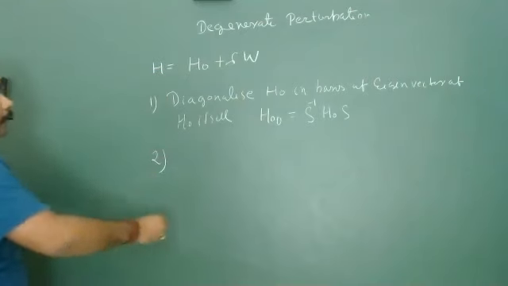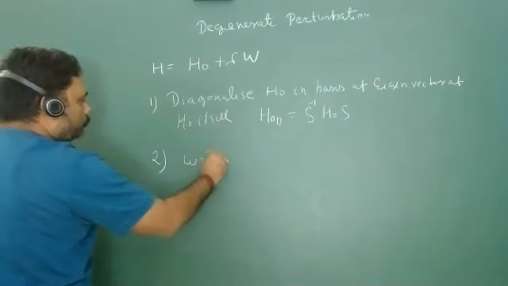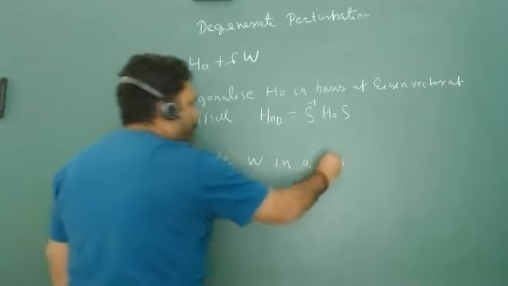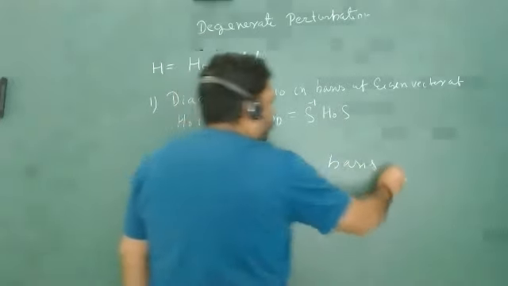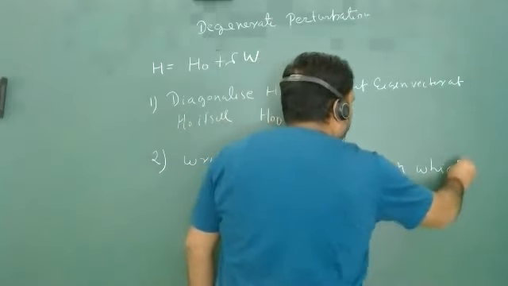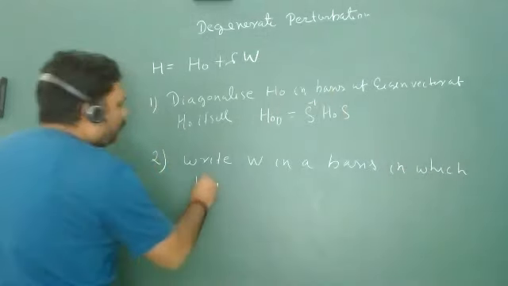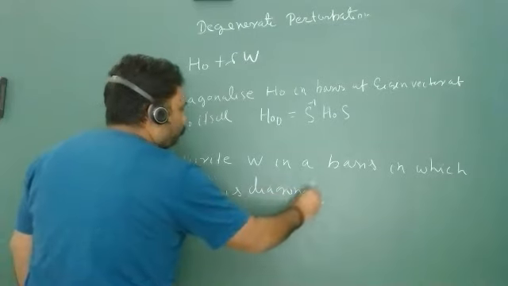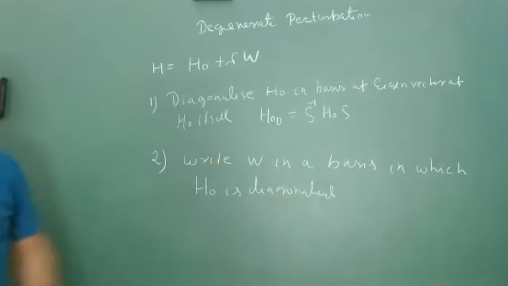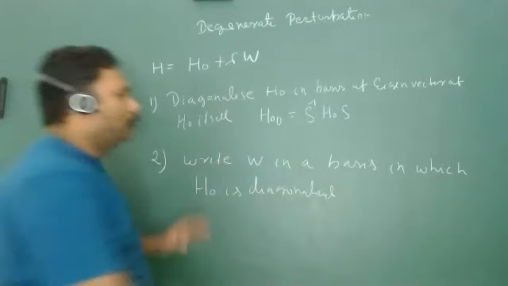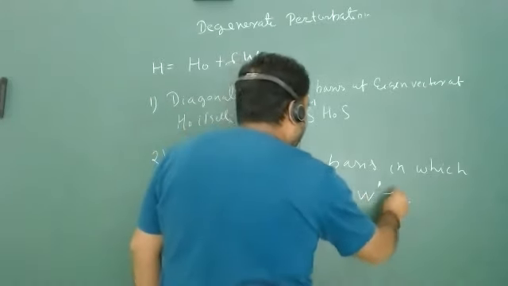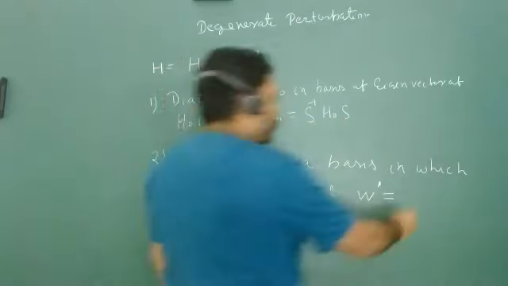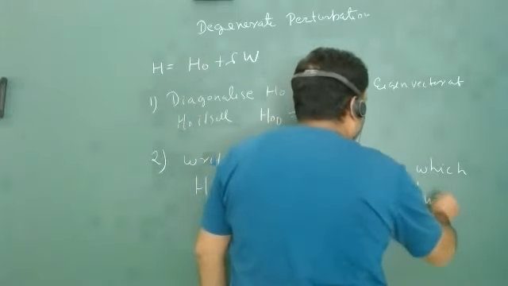You will write W in a basis in which H naught is diagonalized. So what you have to do, you have to write W in a basis in which H naught is diagonalized, and let's say that is W dash. And W dash in which basis is H naught diagonalized? In a basis of S. So you have to write S inverse WS.